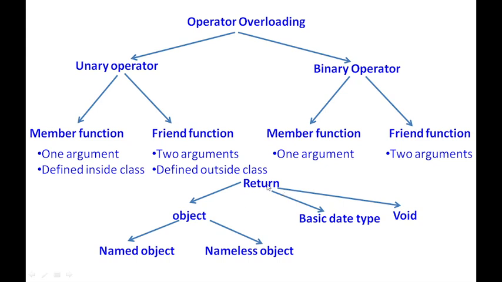And similarly, the return type, as we had seen, we can either return an object or a basic data type, or return nothing, void. And when it comes to returning an object, we will see later that we can return either a named object or a nameless object. There is a slight difference between the two. We will see it with the actual example.